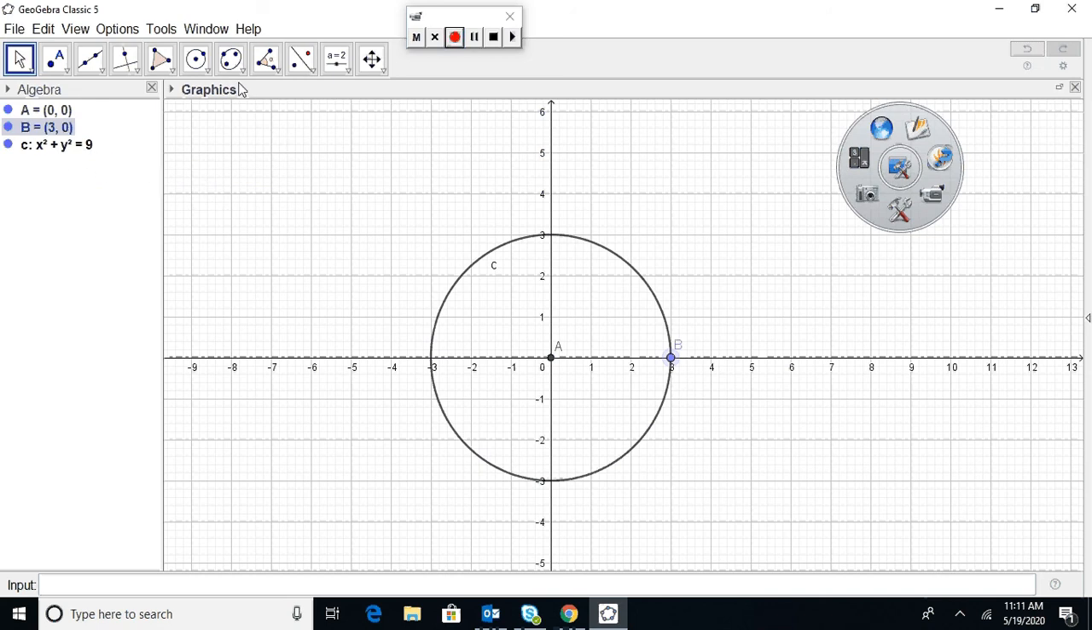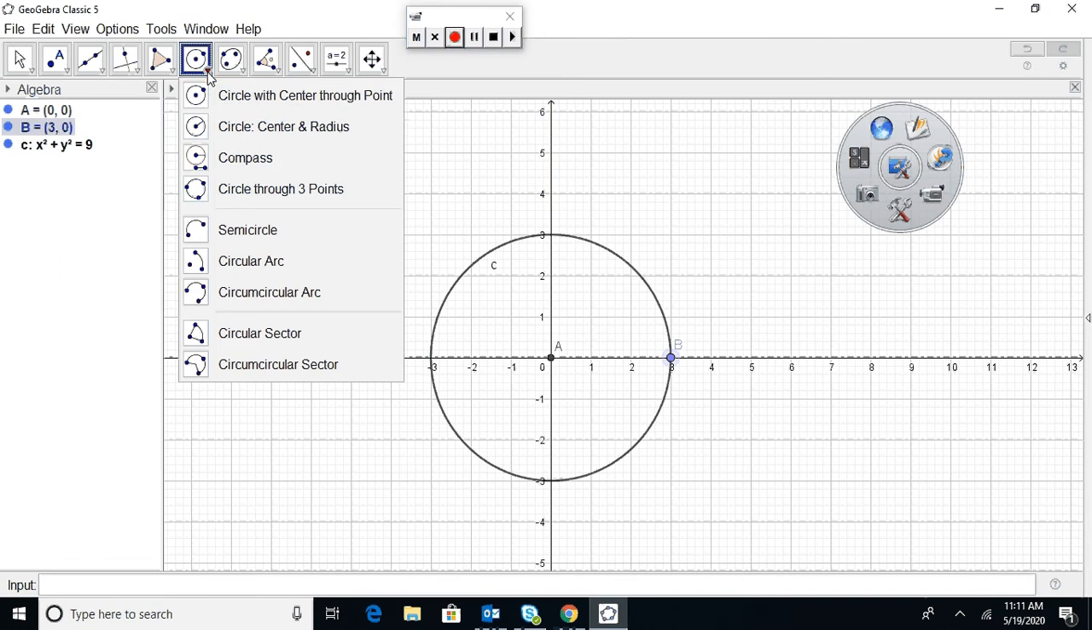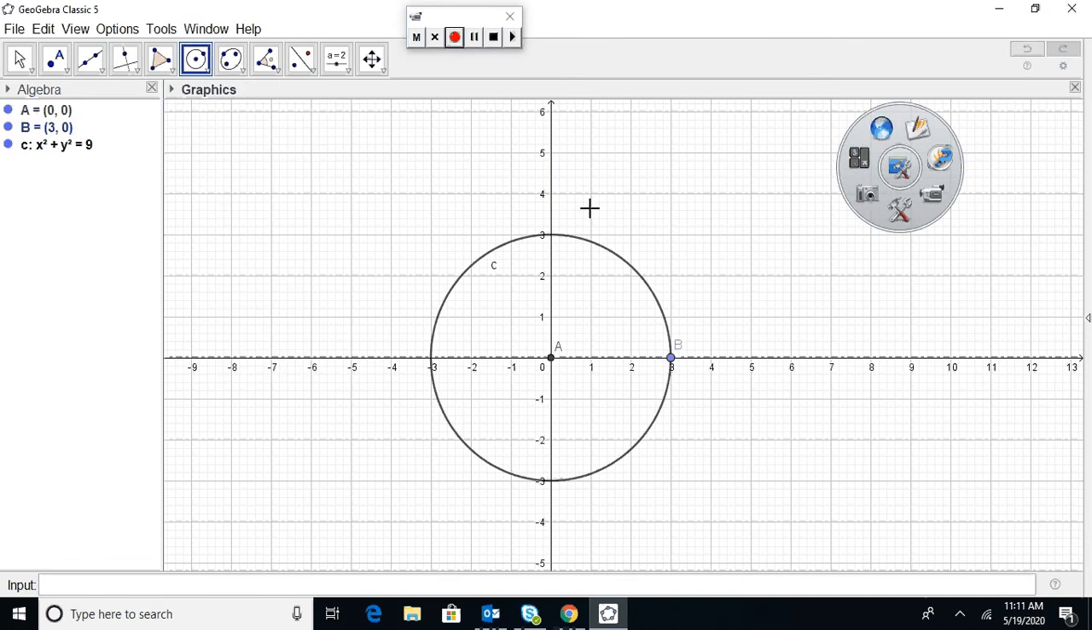All right, so now check this out. Let me go with a new circle that's not centered at the origin. Let me center it, I don't know, right here. And let's just make my radius 2. So now look what my circular equation looks like. Now I don't have x squared, y squared by itself. I've got a plus 3 next to this x and a minus 4 next to the y.